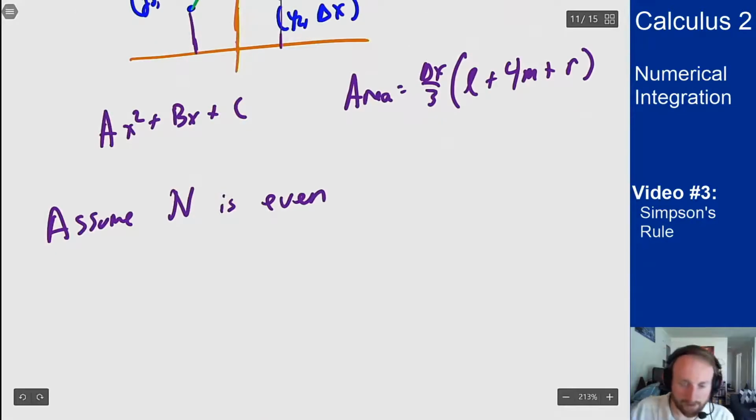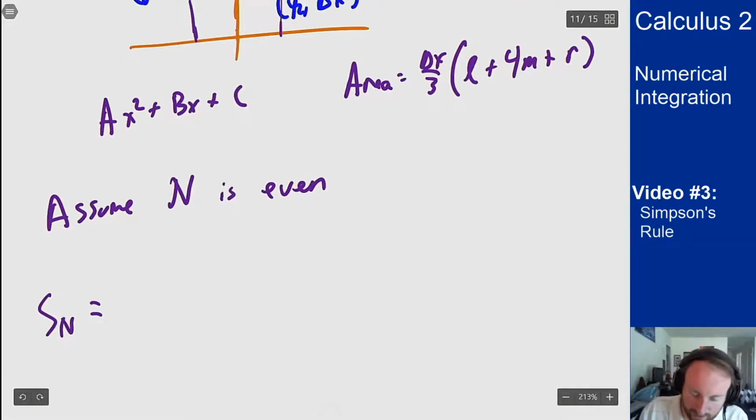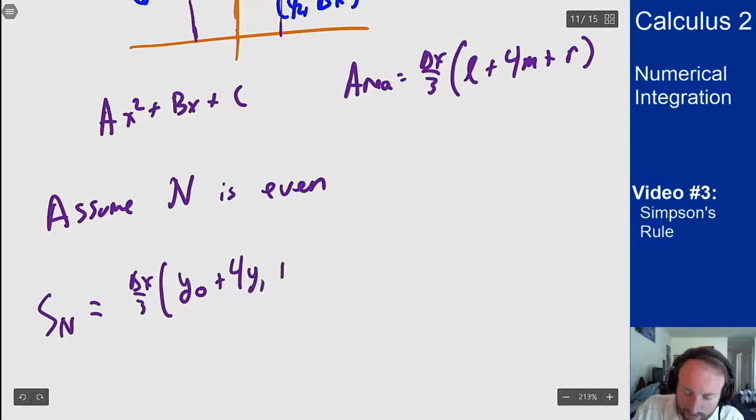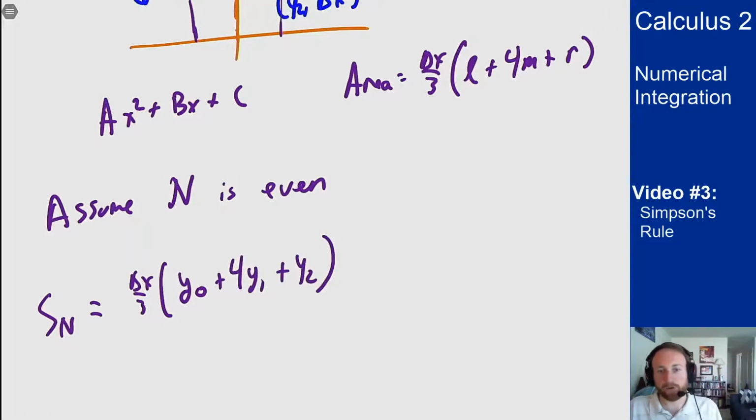So then what do I get for this? Well, then Sn should be, what's the area of the first parabola? Well, it's going to be delta x over 3 times y0 for the first y-coordinate, plus 4 copies of y1 plus a y2, since that's left, middle, and right for the first arc.